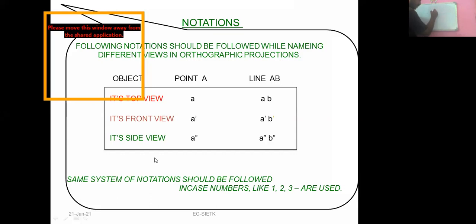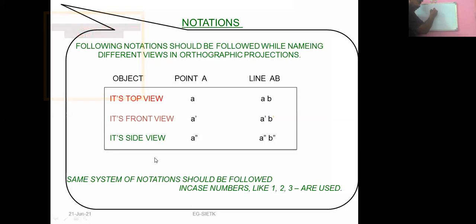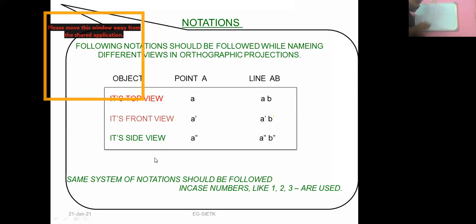Now here I'm saying front view is always represented by a dash, so I'm going to represent here small a dash. Front view is represented by small a dash. Straight down from the same line, here I get small a, and top view is always represented by small a, so it should always be represented by small a. So I'm saying front view and top view: above the xy line is the front view, and below is the top view.